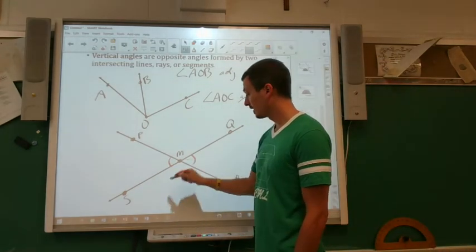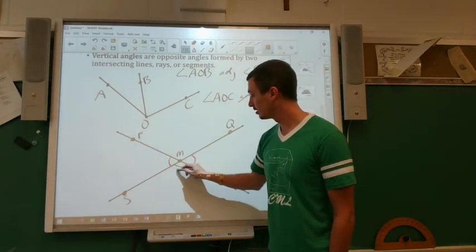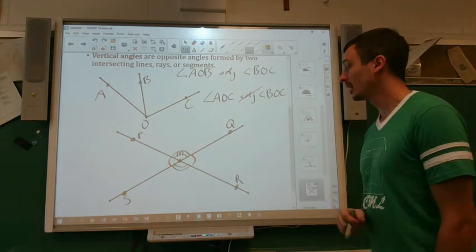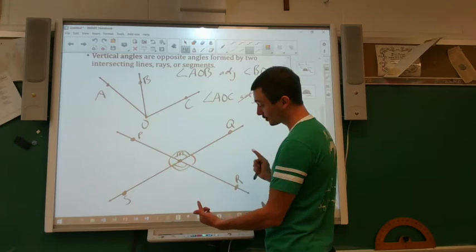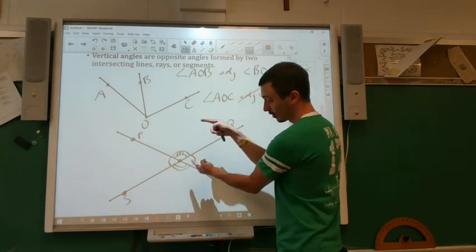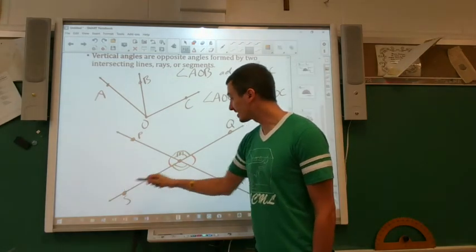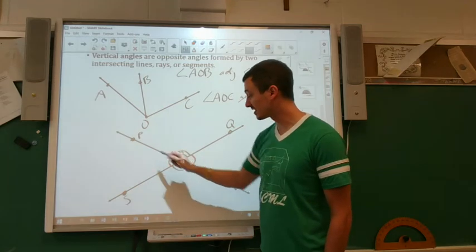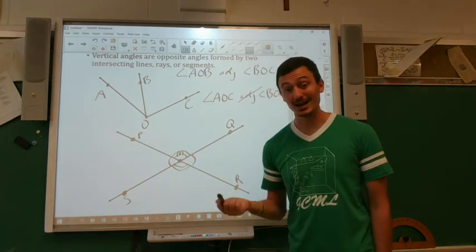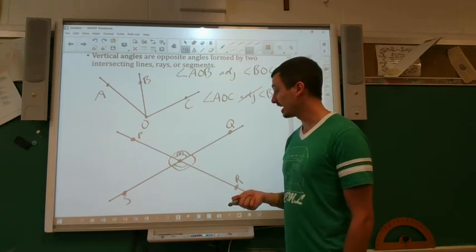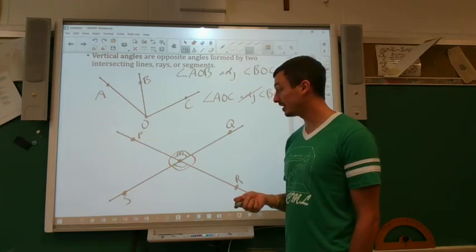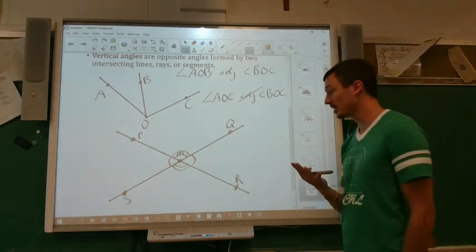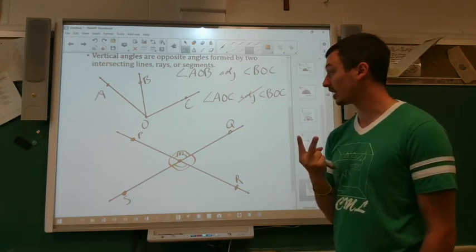Furthermore, SMR and PMQ are also vertical angles. Vertical just means that we have two angles created by intersecting lines that are opposite each other. So like SMP and QMP, those are adjacent angles because they share this side and this vertex. They also create a straight angle. And so in a diagram like this, you have 4 pairs of adjacent angles and you have 2 pairs of vertical angles.